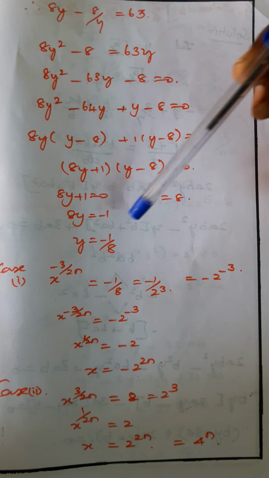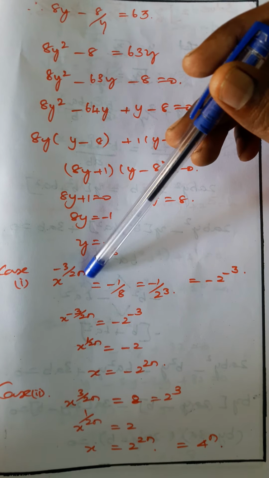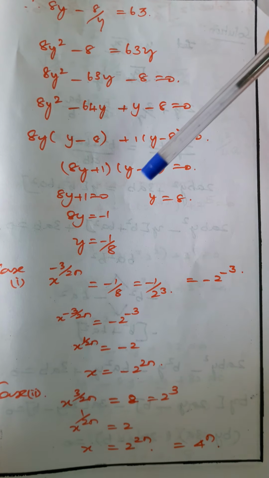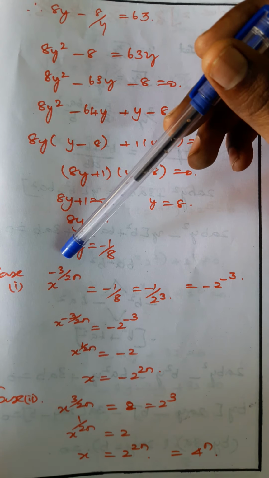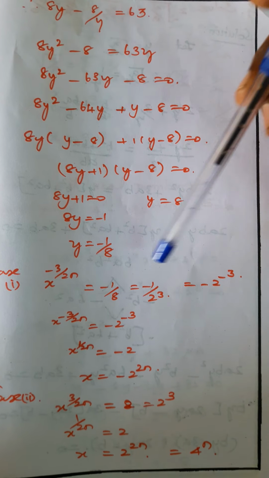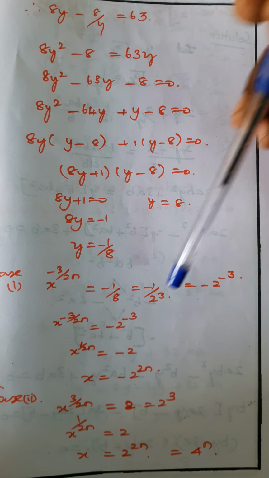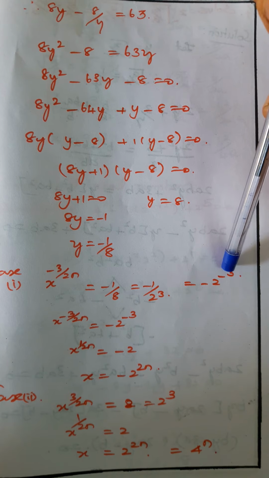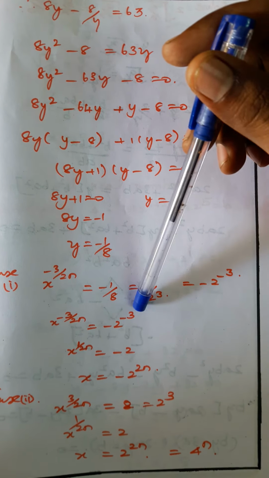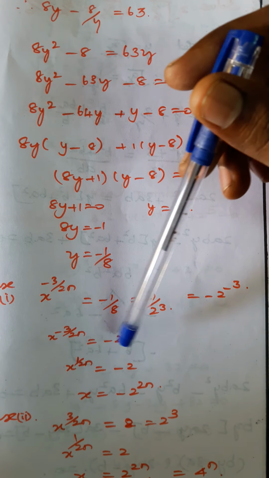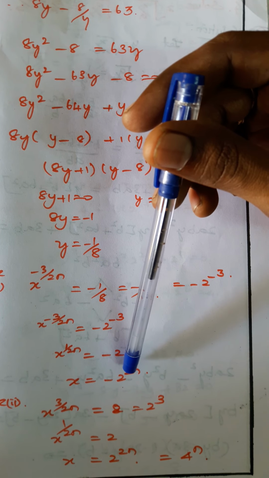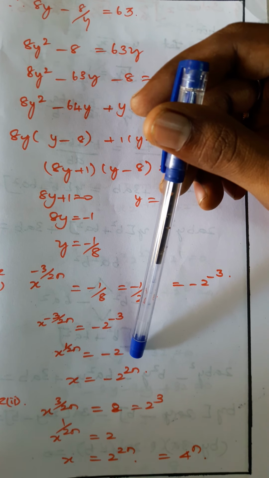We can take x^(-3/2n), any one of the values. Like that, for x^(3/2n), you can take any value independently, but you will get the same answer. So for x^(-3/2n), I am taking minus 1 by 8. So it becomes minus 1 by 2 cube, that becomes minus of 2^(-3). So the powers we can cancel. It will be x^(1/2n) equal to minus 2. So x can take the value minus of 2 into 2^(2n).